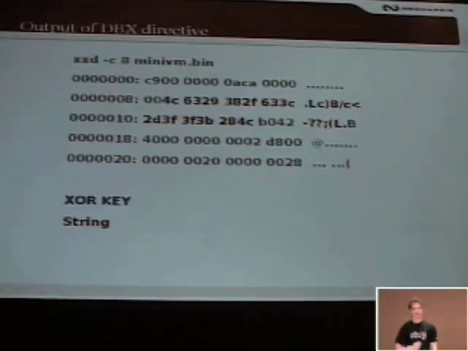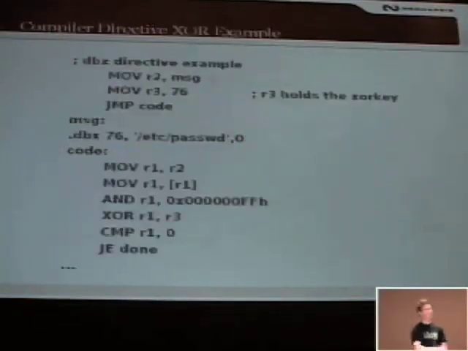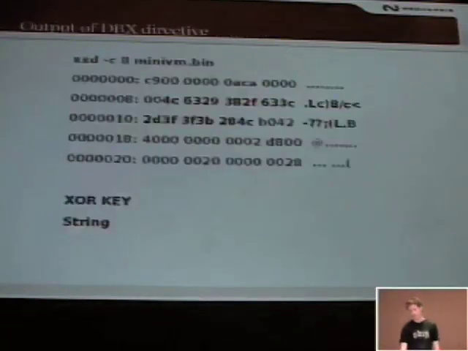The other 4C doesn't come from using .dbx. This actually comes because we moved 76 into R3. So when that got converted to P code, it showed up.